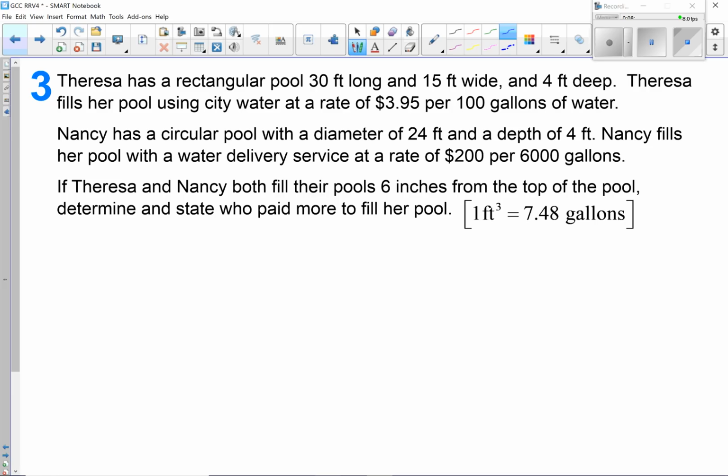So lots going on here. It's definitely going to help you out to give yourself a sketch, to see what's going on. So let's start off with Teresa. A couple things here. This is going to be Teresa over here. First off, we've got a rectangular pool, so we've got a rectangular prism.